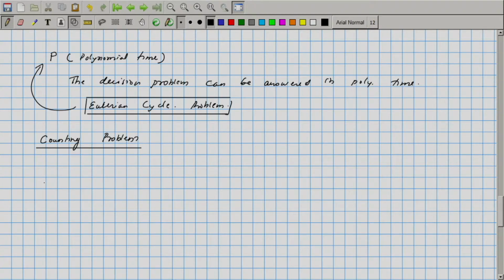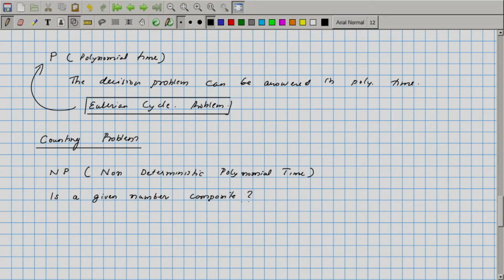Let us look at another complexity class called NP. This is called non-deterministic polynomial time. So, look at all decision problems for which you can have a non-deterministic polynomial time algorithm. That will essentially be called the class NP. Let us take an example. Is a given number composite?